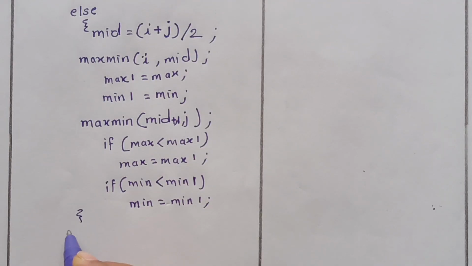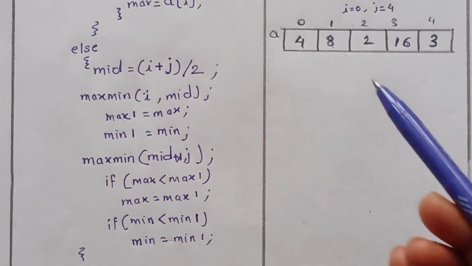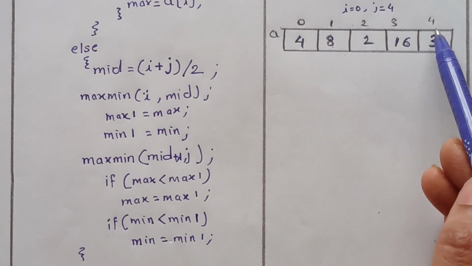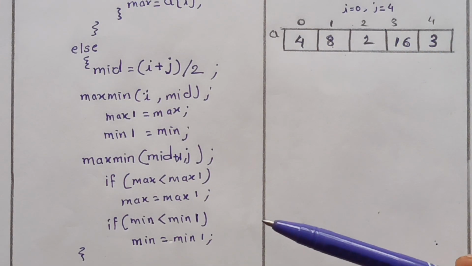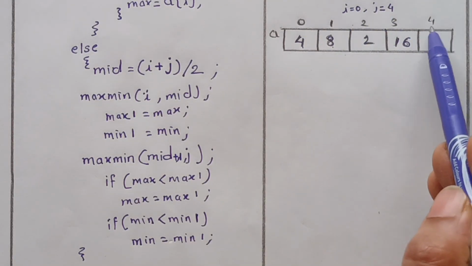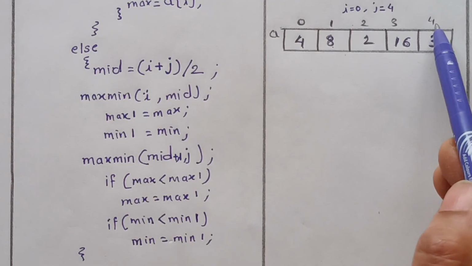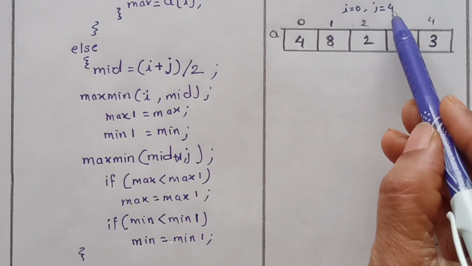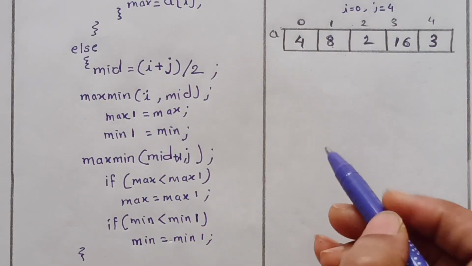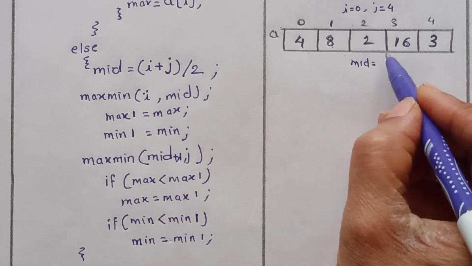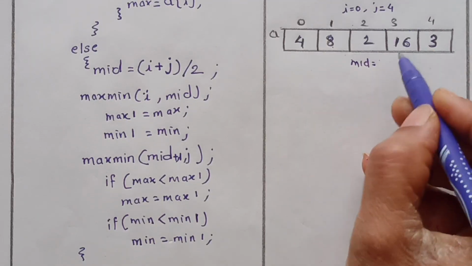I will explain how it works. See here, these are the array elements stored in an array, from index 0 to 4. Whenever you call the function in the main function, we pass 0 and the last index, 4. So 0 will be stored in i and 4 will be stored in j. How do you find mid? Mid equal to 0 plus 4 divided by 2.